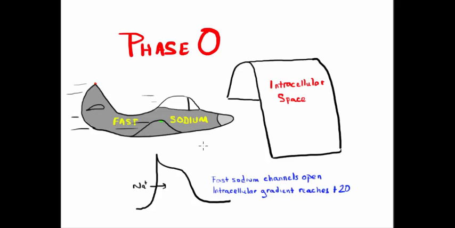It's marked by fast sodium channels opening, and sodium floods into the intracellular space. So here, this jet is sodium, and it's flying at Mach 1 into the hangar, which represents the intracellular space. That intracellular space is going to become positive, and is quickly going to reach the depolarization threshold of plus 20, at which point phase 1 is going to begin.